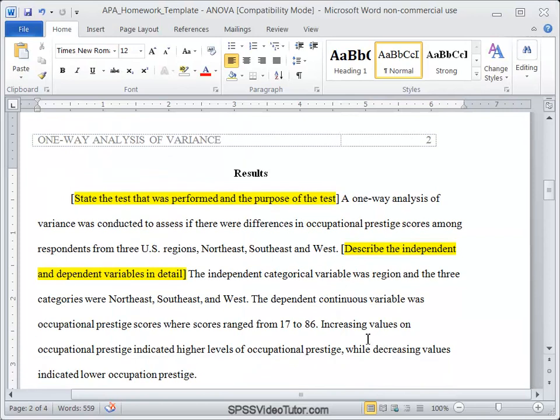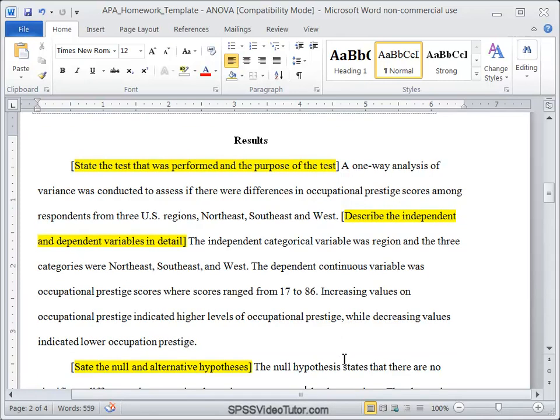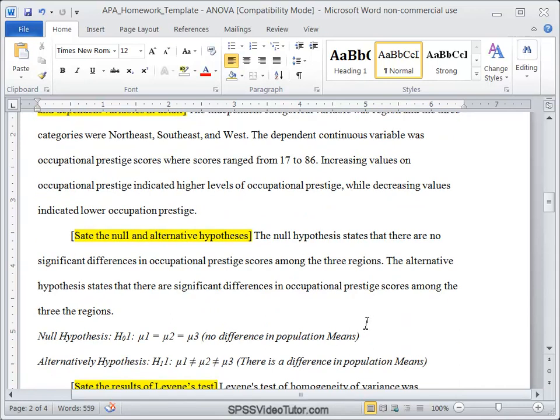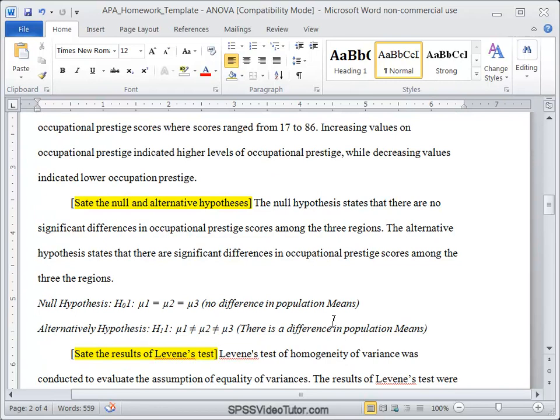Alright, then we indicate what high scores and low scores mean if it isn't obvious, or if the test isn't popular or well known. Increasing values on occupational prestige indicated higher levels of occupational prestige, while decreasing values indicated lower occupational prestige. Alright, so then in the next paragraph we state the null and alternative hypotheses. Now, I'm stating both in written form and in notation, mathematical notation, so that you have examples for both.